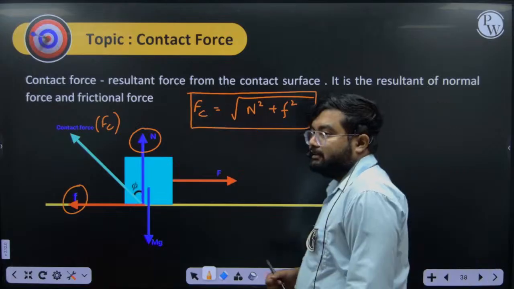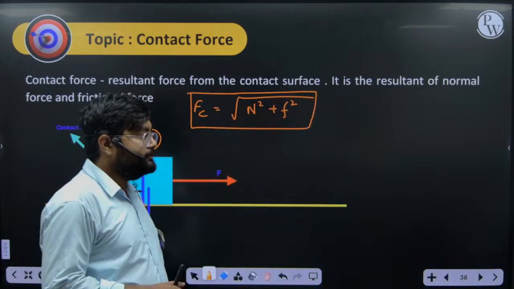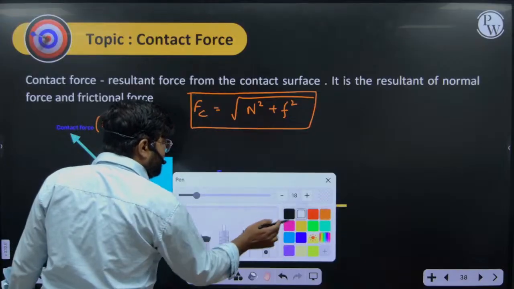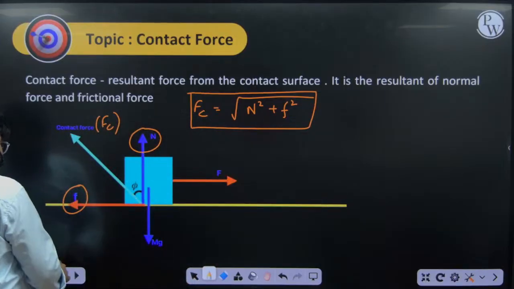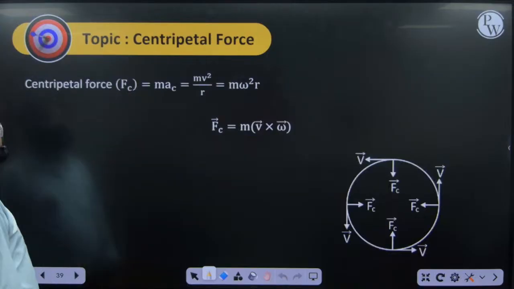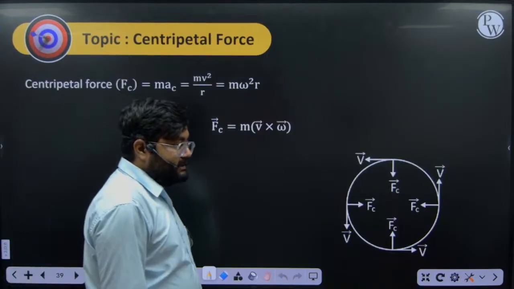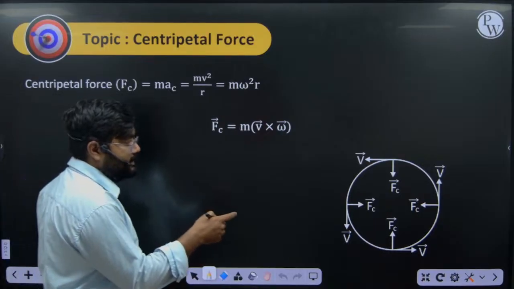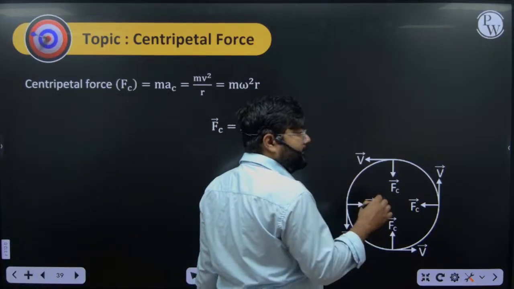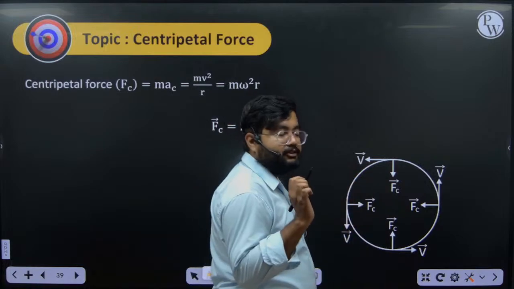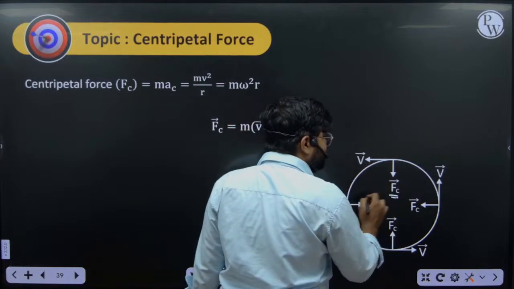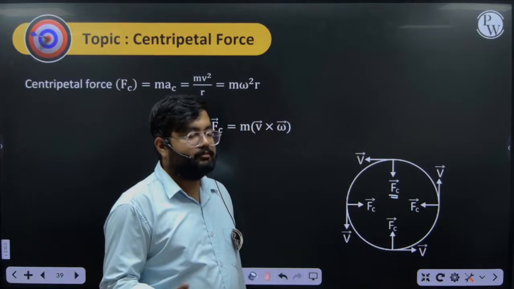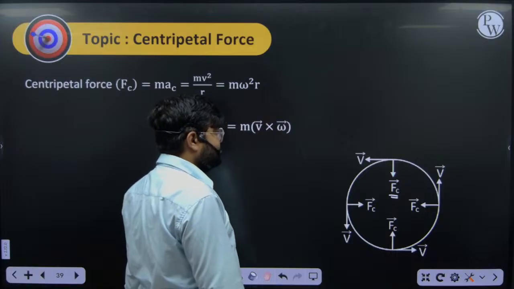All right. So let us now continue. We have done till contact force of friction. Now let us see a little bit of theory of circular motion. In basic terms, we know that if circular motion is taking place, there is one force which is mandatory for circular motion. Which is that? That is the centripetal force. Without centripetal force, there can be no circular motion.